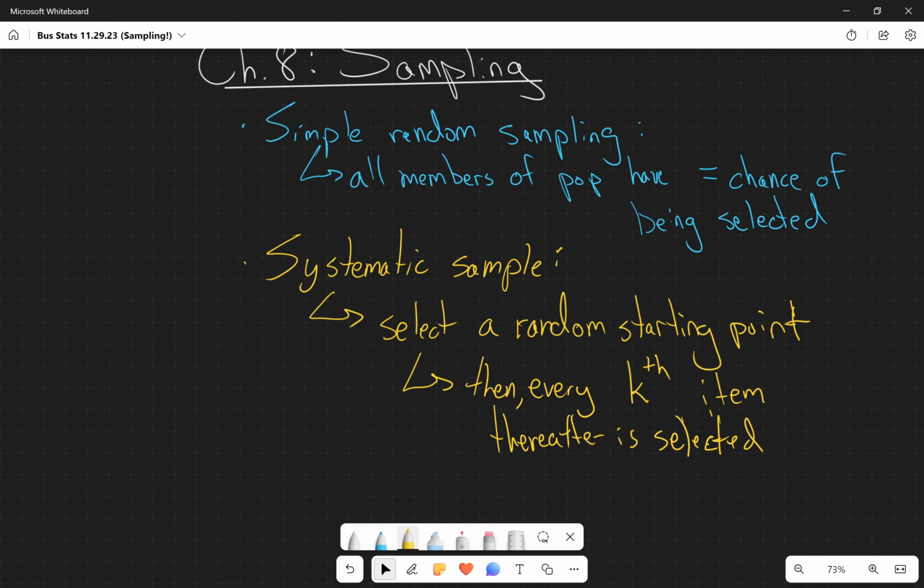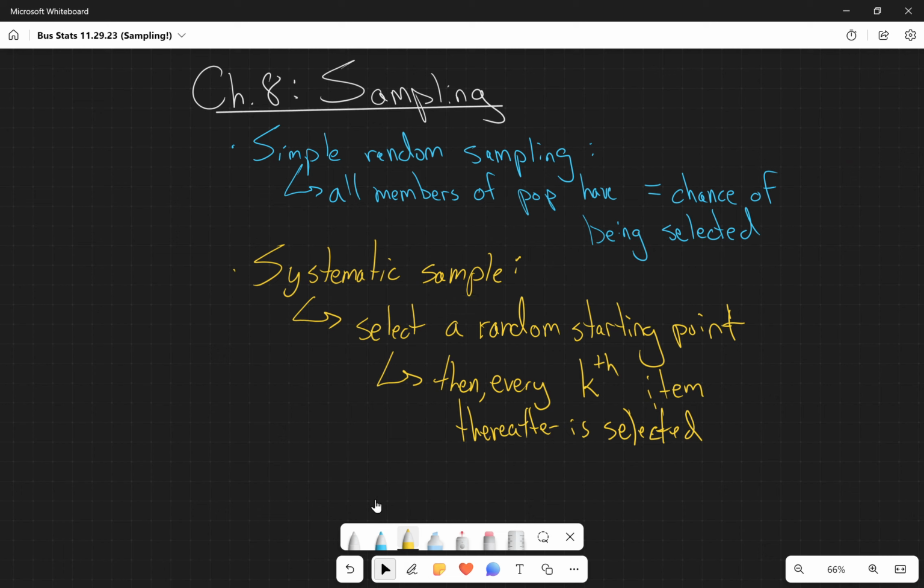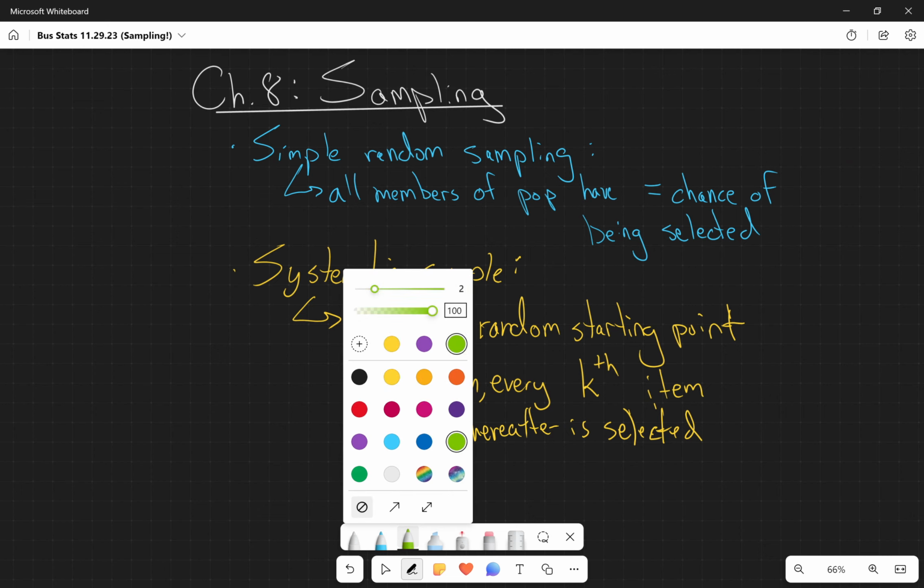We're going to talk about each one of these in greater detail. We're just giving a short overview of what they are before we jump into them with some examples.